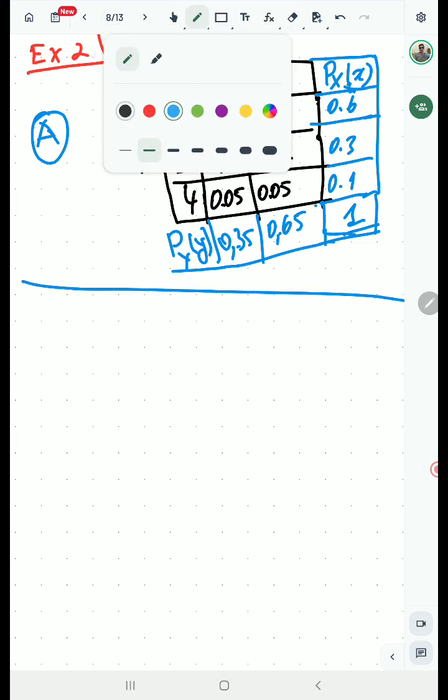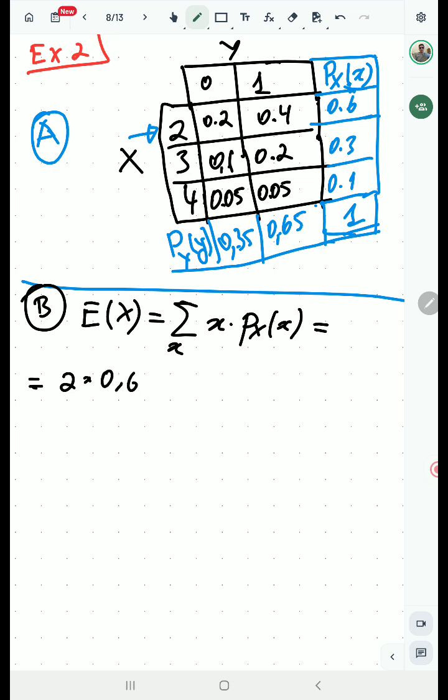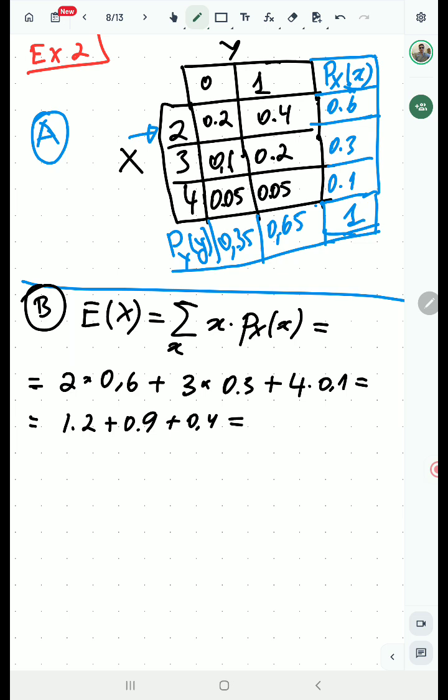Now let's move to B part. In B part, we have to get the expectation of x. We know that that is basically summation of our x values times the probability mass function. And here x takes 2 with probability of 0.6 plus 3 with probability of 0.3 plus 4 with probability of 0.1. And if you do that, you're going to receive 1.2 plus 0.9 plus 0.4, and that is equal to 2.5, right? That is the expectation.